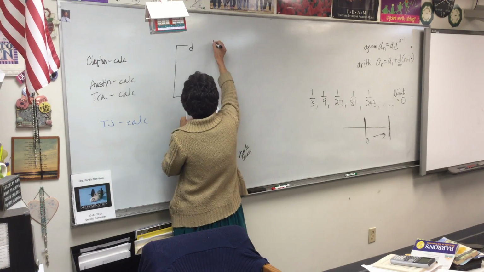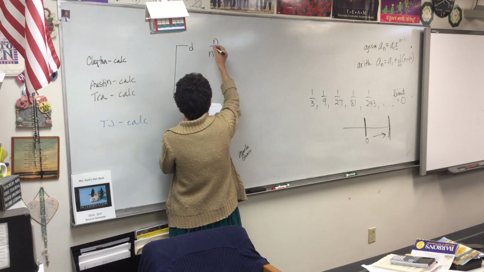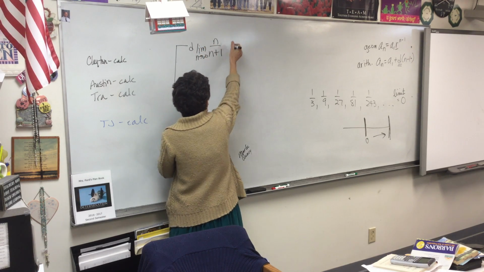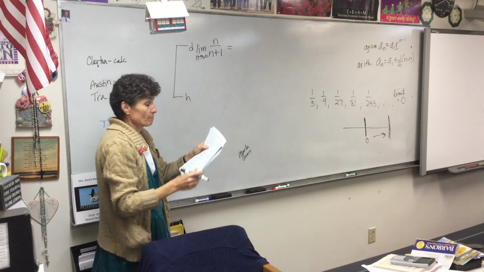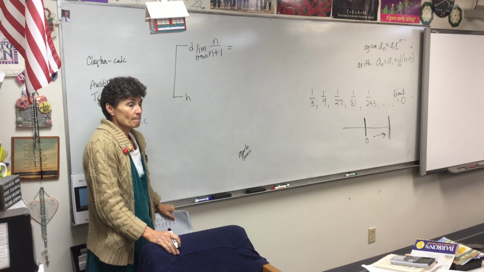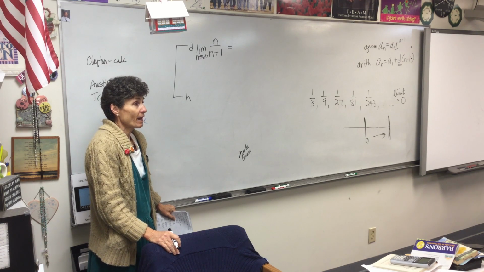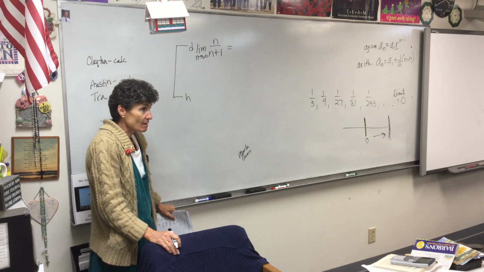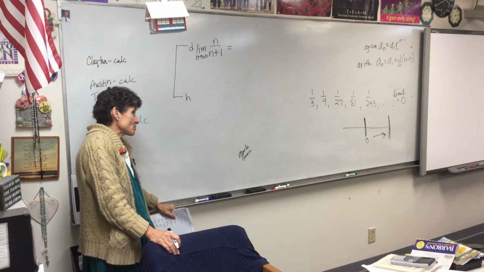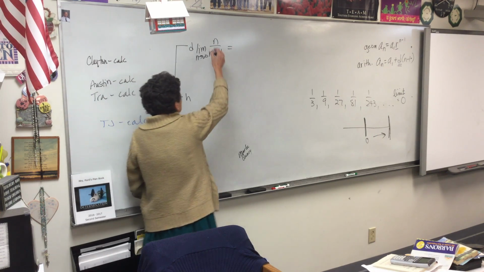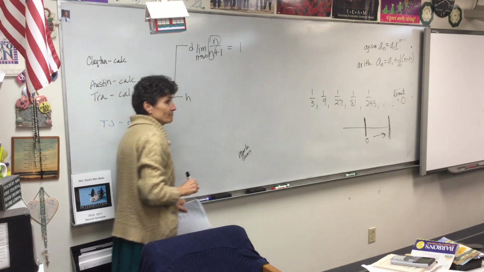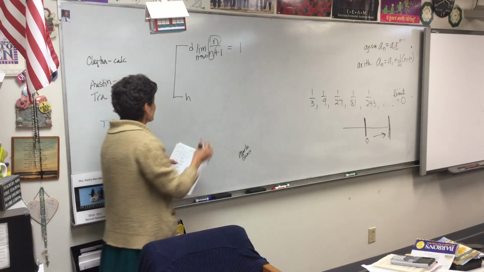Does anybody remember what the limit for n over n plus 1 would be? This is the way the notation would be. Anybody remember how we did that? We looked at the highest power. Does that sound familiar? Oh, I did a terrible job. We did this. We really did this. When we graphed these, we have n over n. So the limit is 1.